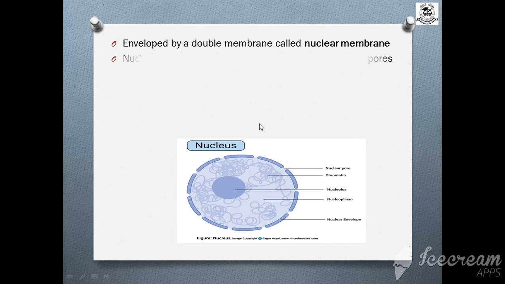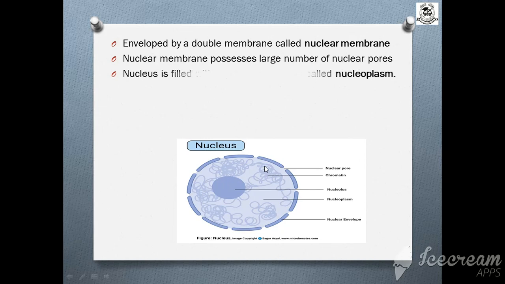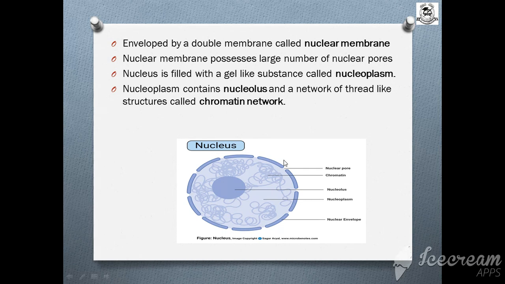It is having some pores. You can see here, these are nuclear pores. Alright. The nucleus is filled with a gel-like substance called nucleoplasm. The substance filled in the whole nucleus is called nucleoplasm. And then nucleoplasm contains nucleolus, this one, the bigger one, and a network of thread-like structures called chromatin network.